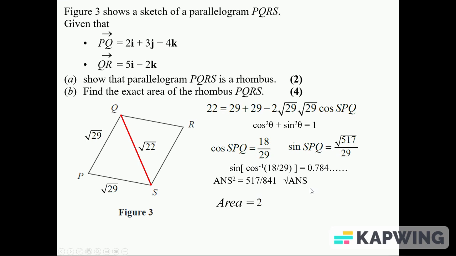And so the area, then I've got two triangles, same area, and each one is a half times the length of the two sides times the sine of the angle between them. Sine of the angle between them is root 517 over 29. The twos will cancel. Those root 29s cancel with the 29. That gives me an answer of root 517. And there we go.